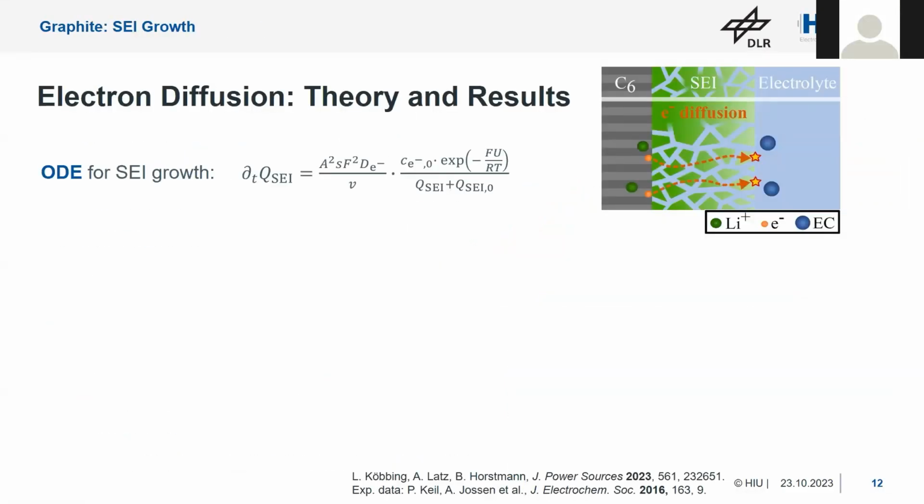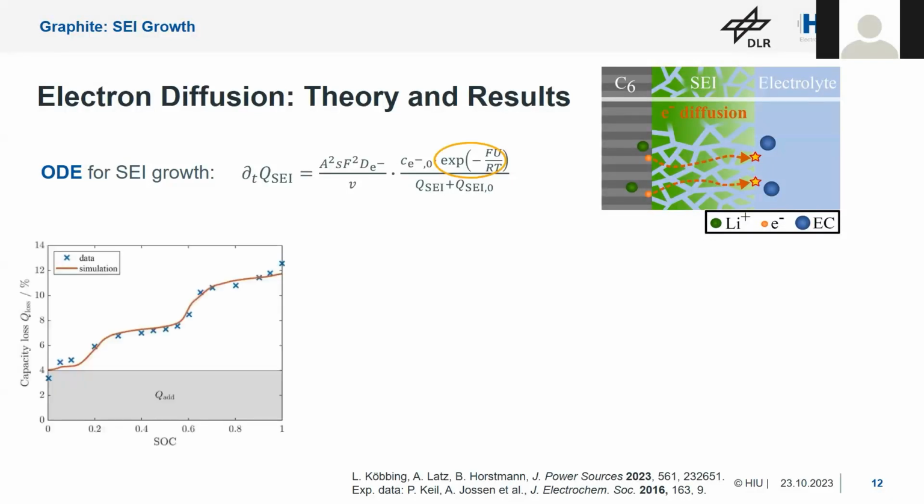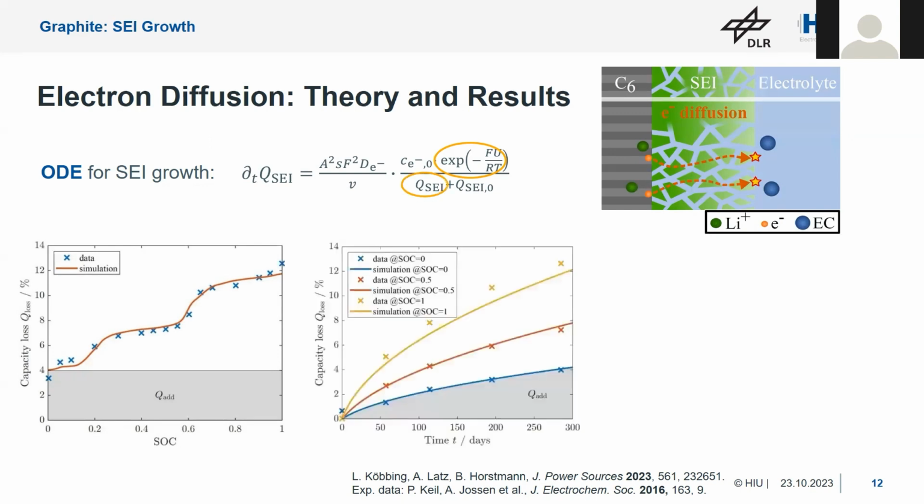So to summarize these findings on graphite electrodes, I show you this slide. Our model in the end predicts capacity fade with this formula, and it has two important contributions. First, the concentration of electrons in the SEI is electrochemically activated. This gives you this exponential of the electrode potential, and this leads to the state of charge dependence of your capacity.